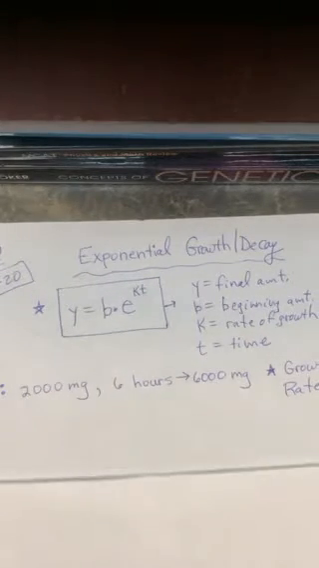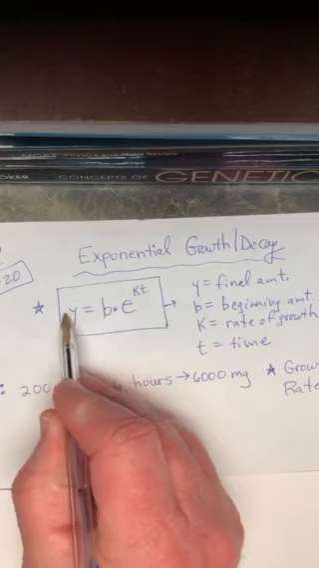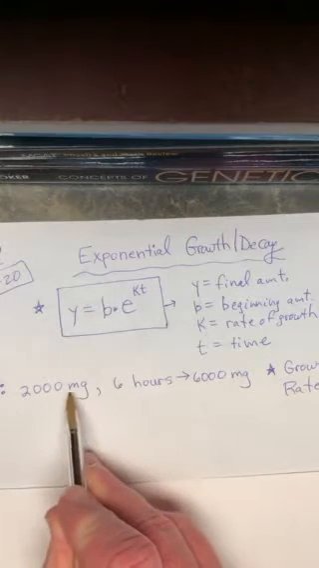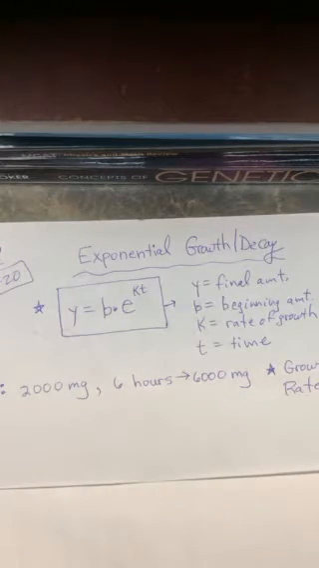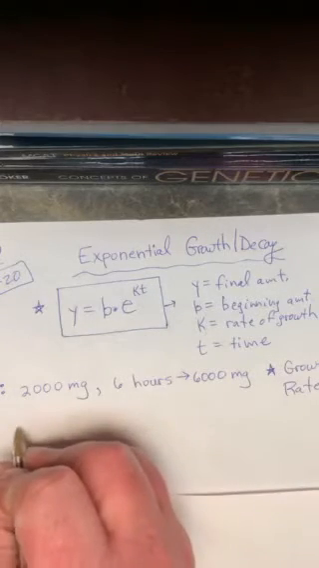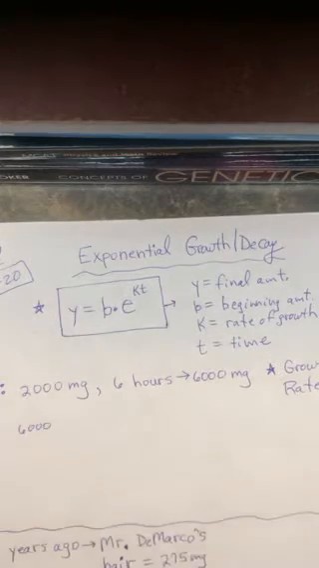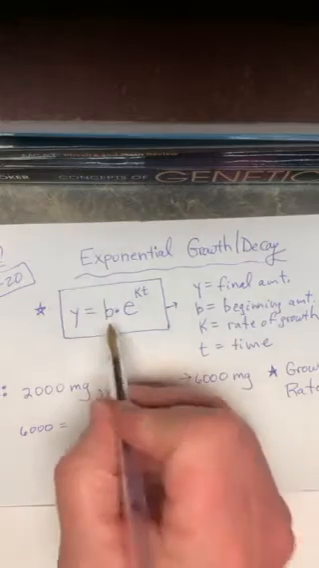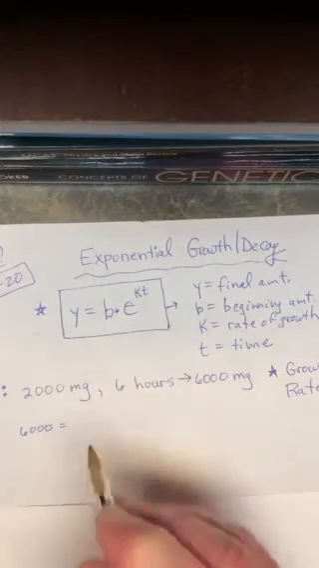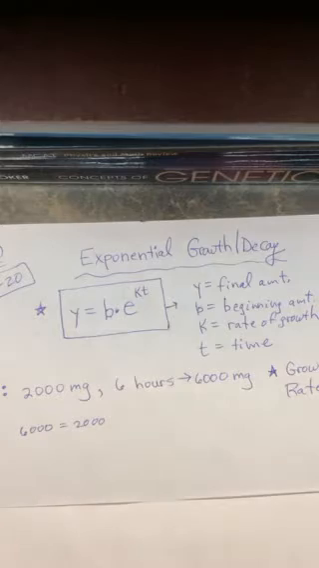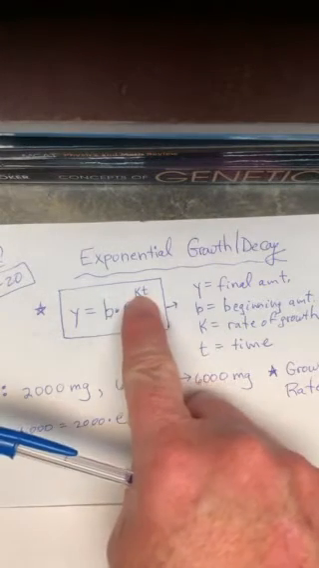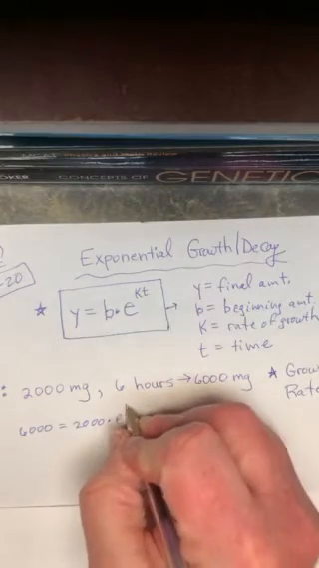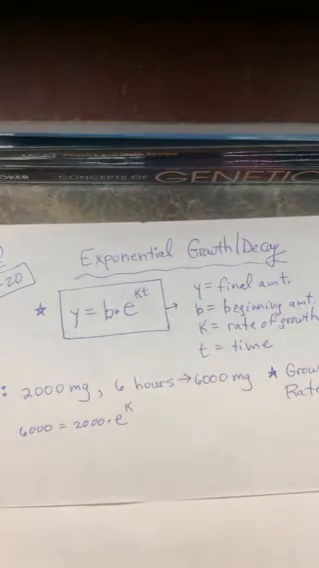Watch how easy. Y is the final amount of material. Well, remember, 6 hours after we started this experiment, there were 6,000 milligrams of material sitting there. Agreed? That's what it grew to. So Y, my final amount, is 6,000, equals B is the beginning amount. Well, remember, we started with 2,000 times e to the k, k is the rate of growth. We don't know that, do we? That's what we're seeking. So that's our k, our unknown.